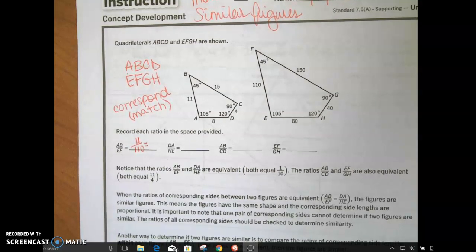What can I do with the 11 and 110? Divide. And I get what? 10. No, I don't get 10. Nope, I don't get 11. Stop tapping that pencil.